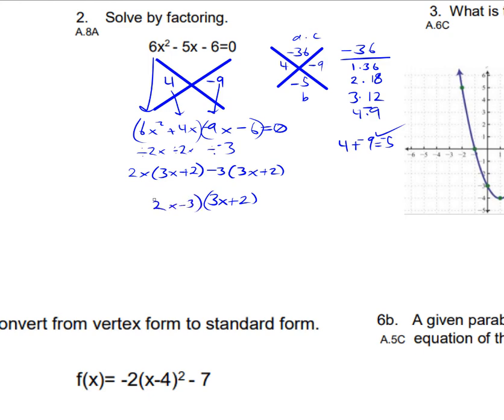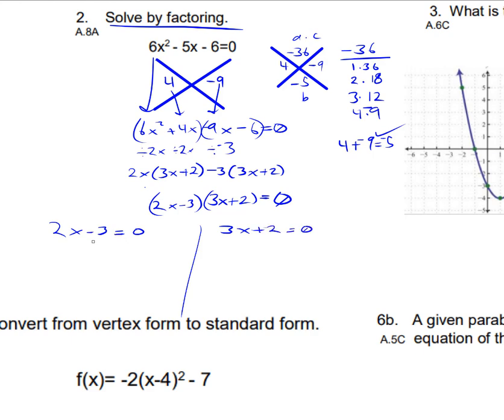All right. And that right there is not my answer, because they want me to solve it by factoring, not just factor it. I did factor it, but they want me to solve it. So now that I have that, I have to set both of these equal to 0. So I'm going to start by splitting up my two equations, right? I'm going to have 2x minus 3 is equal to 0. And I'm going to have 3x plus 2 is equal to 0.